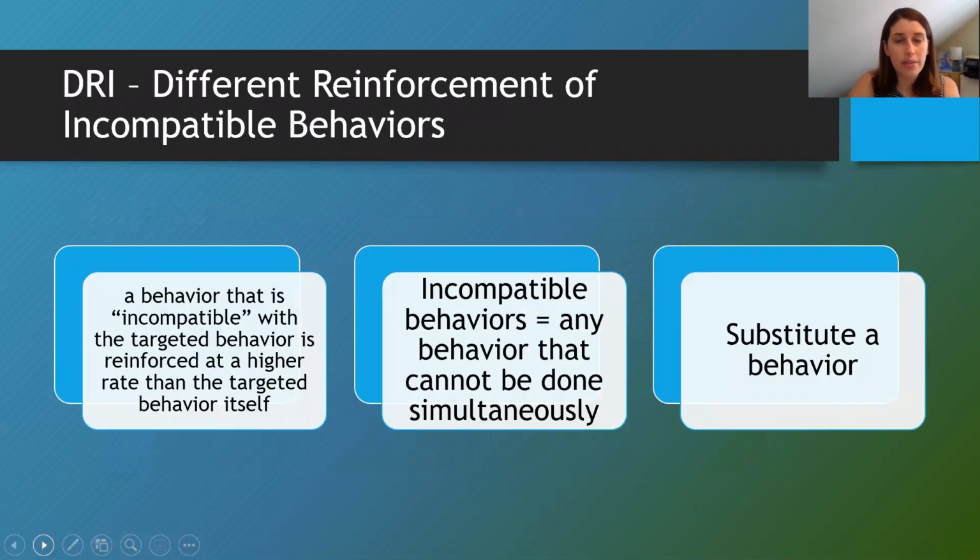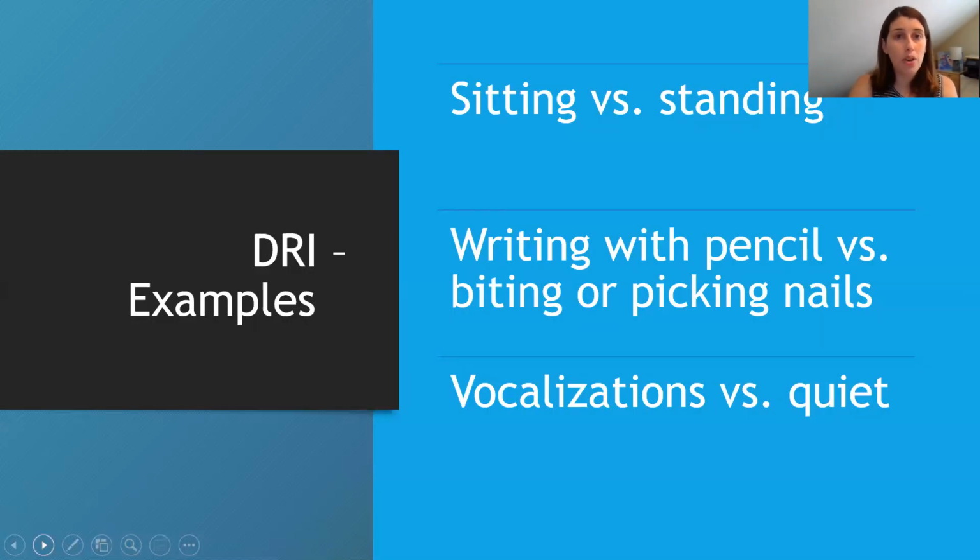A DRI is differential reinforcement of incompatible behaviors. A behavior that is incompatible with the targeted behavior is reinforced at a higher rate than the targeted behavior itself. This is used to substitute a behavior. Incompatible behaviors are any behaviors that cannot be done simultaneously. For example, you can't sit and stand at the same time. You won't be able to write with a pencil and bite your nails at the same time. And you won't be able to be quiet and speaking at the same time. So all of those behaviors are incompatible.